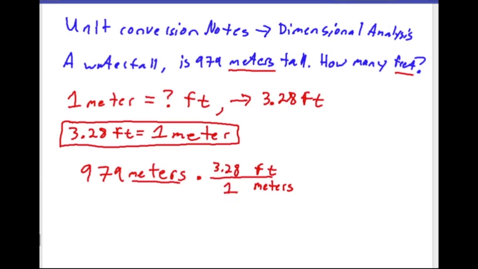Now, if I look at this problem, I see meters times feet over meters. That means that meters cancel out, and I just multiply through. So that gives me 979 times 3.281. That's going to give me around 3,212. And I look at the units that I have left: feet. Alrighty, so that was our first problem.